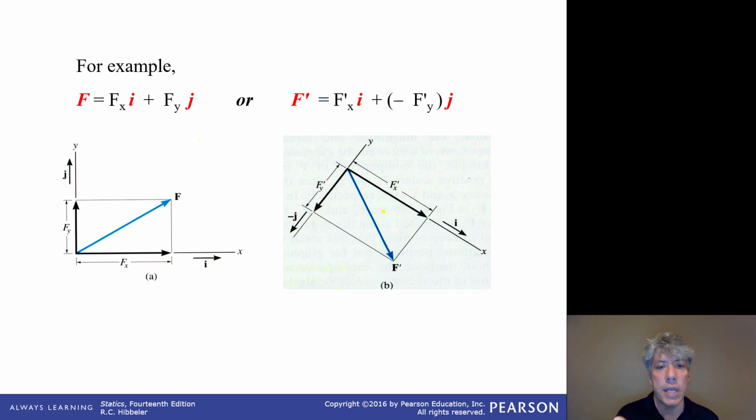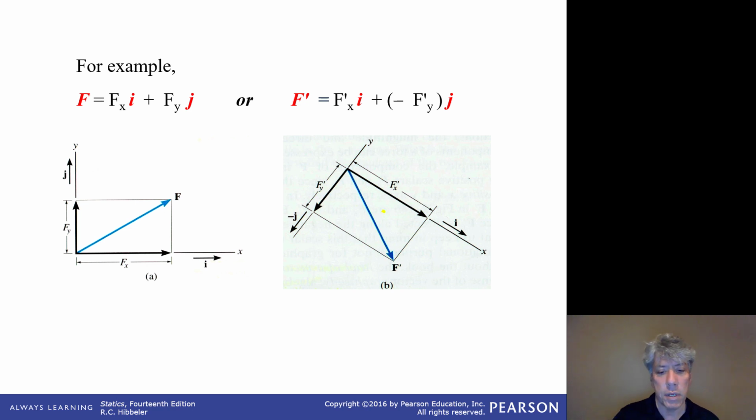Now, we don't have to choose that particular system, right? If we had a different vector and needed the components of that vector along two other axes at some other angle, we could do the same thing, right? If you notice, for example, vector F prime in figure B has a component that moves in the negative direction of the positive y-axis. You see how it goes, Fy prime in the negative j direction, or in other words, negative Fy prime times the positive j direction along the y-axis, okay?